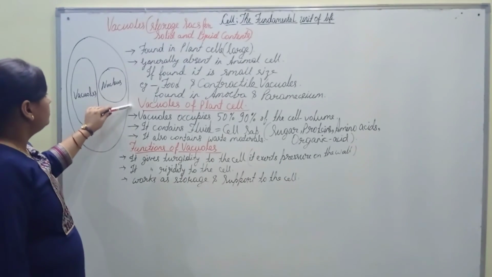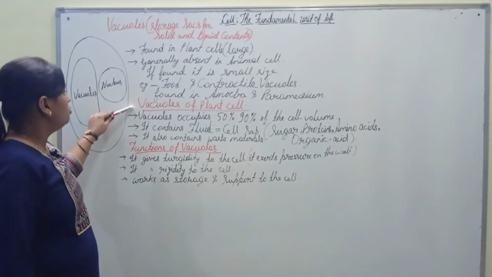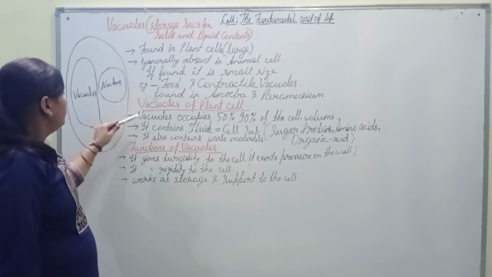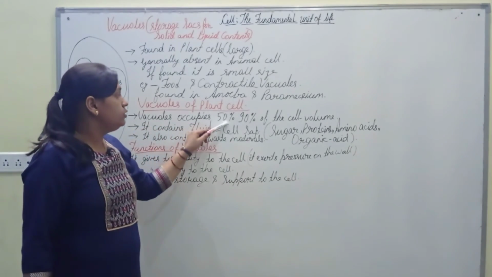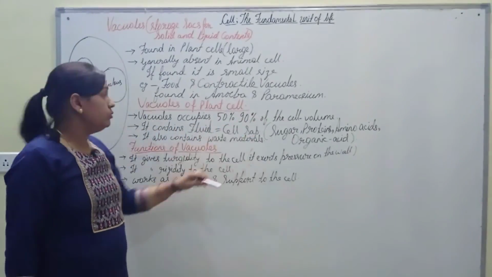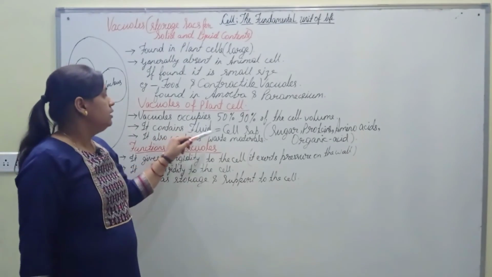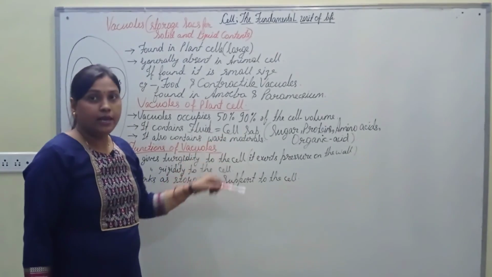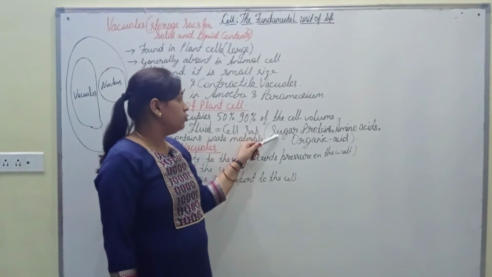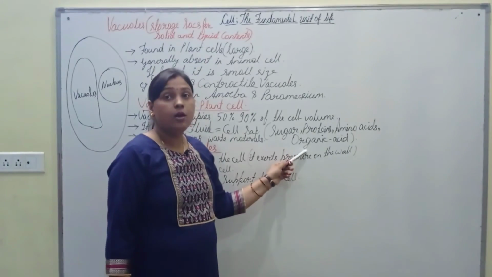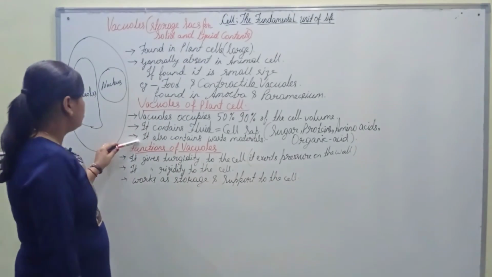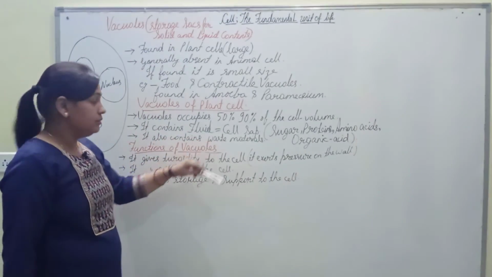And let us see the structure of vacuoles of plant cells. Vacuoles occupy 50 to 90% of the cell volume in a few plant cells. It contains fluid that is called cell sap, and this cell sap is made of sugar, proteins, amino acids and organic acids. It also contains waste materials.